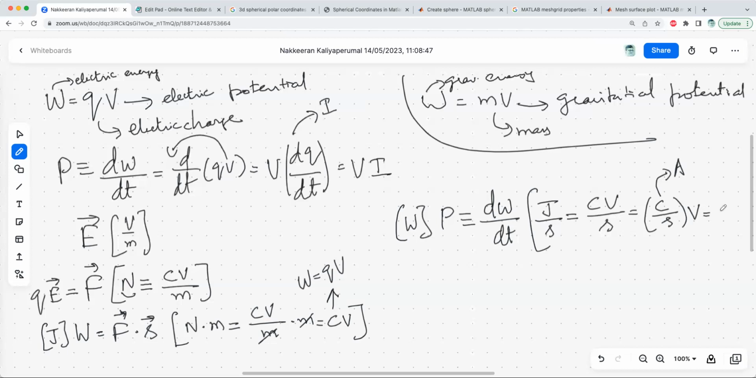Okay. So this will become ampere-volt. So this also immediately tells us that power can be calculated by VI or IV, whatever it is. Yes. So that will come very handy also.